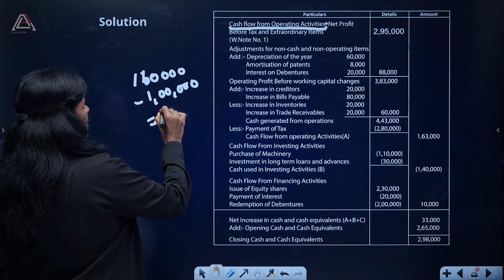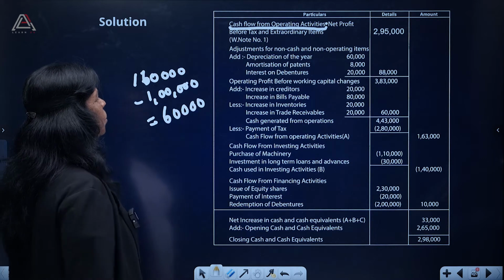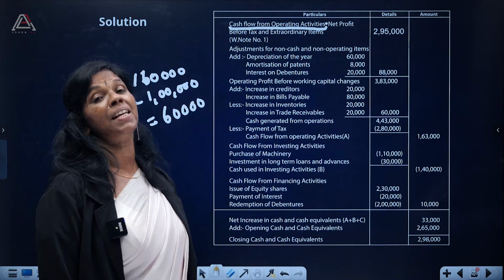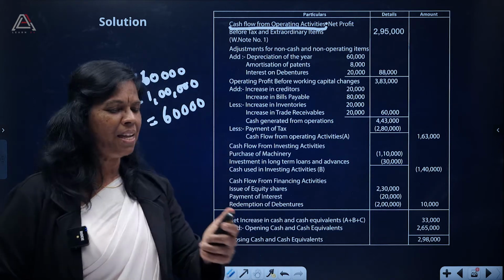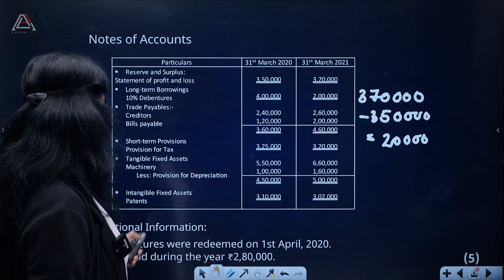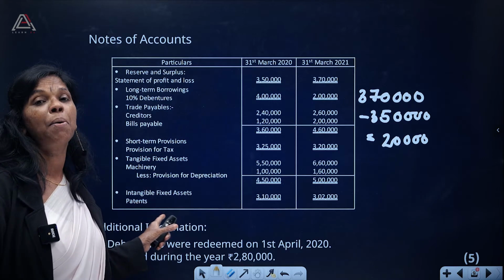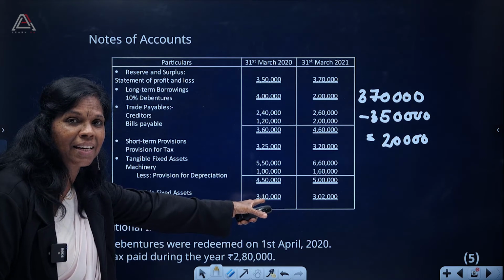That is 60,000. This is depreciation paid during the year. Have you understood now? Then you have to check whether there is any amortization of intangible asset. In the notes to accounts, we can see one item. Intangible fixed assets: we have only one intangible asset. What is that? Patent. Patent right, first year 3,10,000.